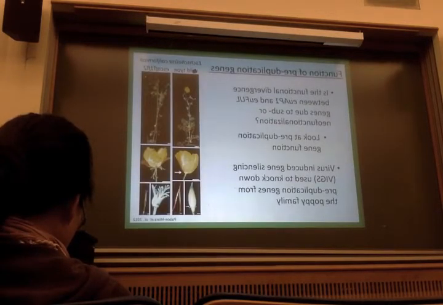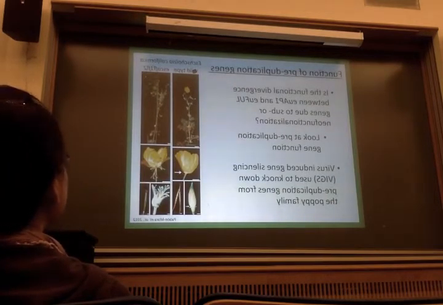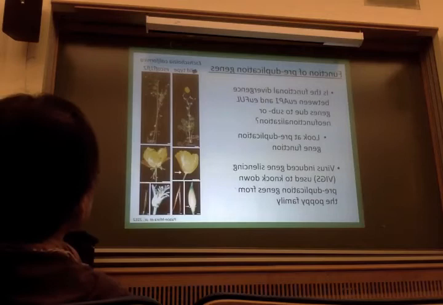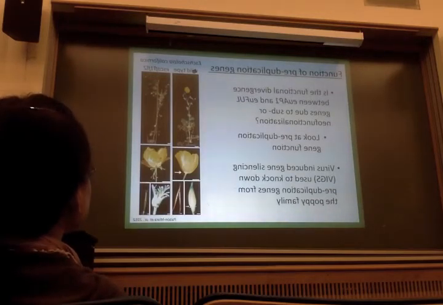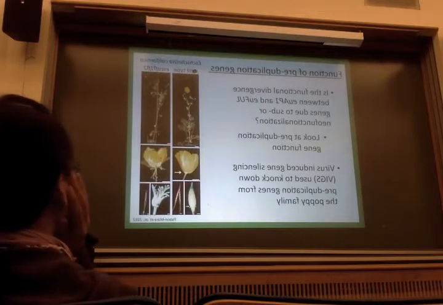So we know that these genes have different functions and that they occurred from a duplication, but is that functional divergence that we see between the two genes due to subfunctionalization, that partitioning of original gene function, or neofunctionalization? Has one of these gene clades gone off and done some new function? And in order to answer that question, we can look at the pre-duplication gene functions.